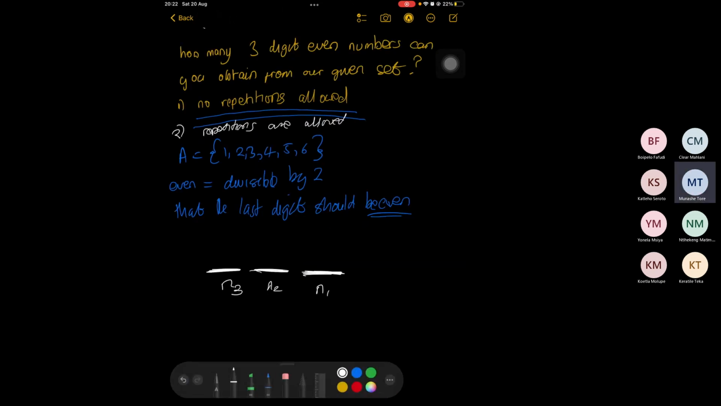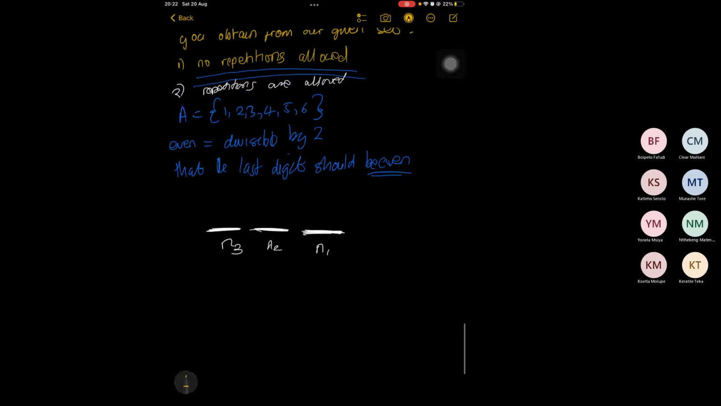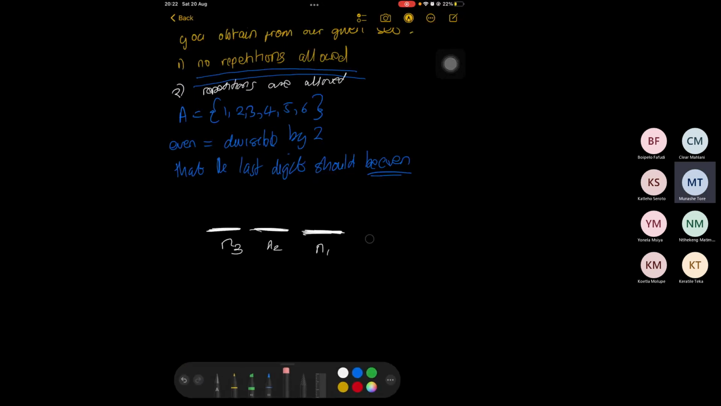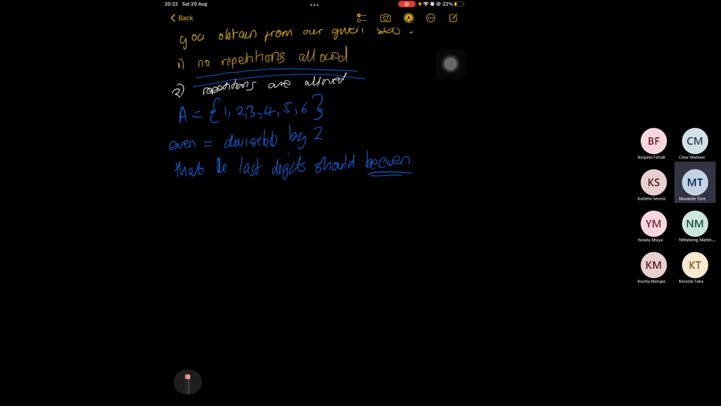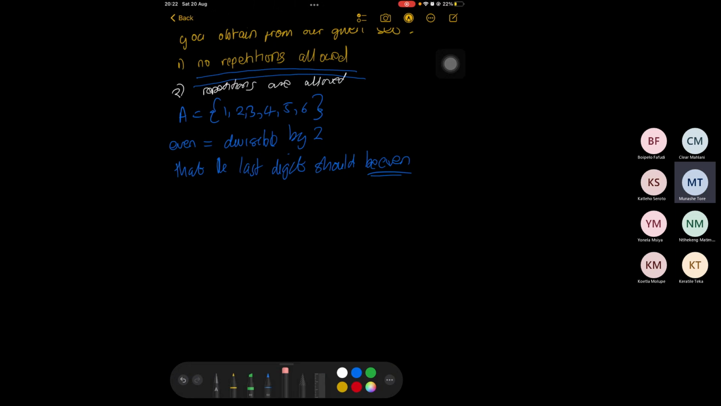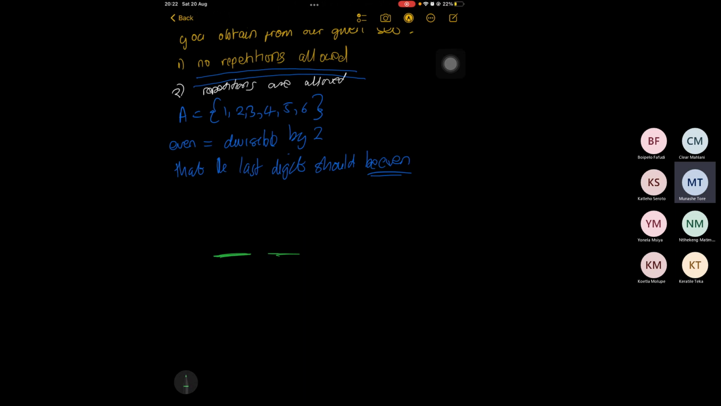So let me just write this one in yellow for it to make sense. Then for this one, I'll try to do it in a different color. So we have position 1, position 2, and position 3. This is N1, this is N2, this is N3.